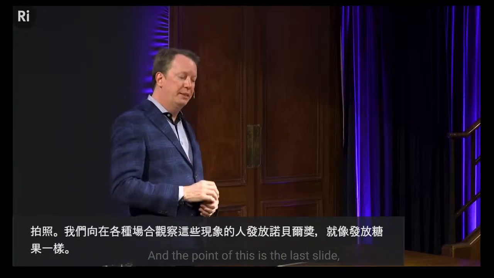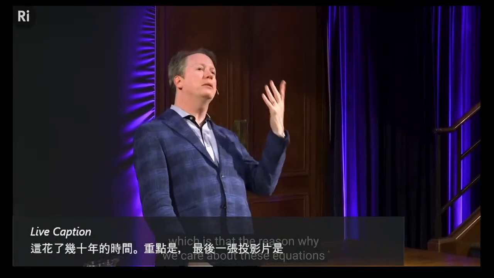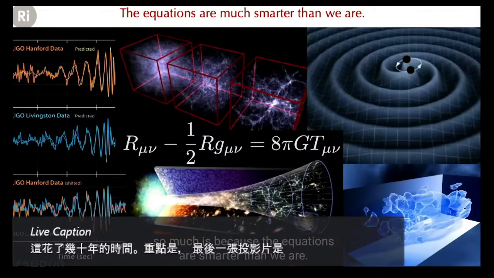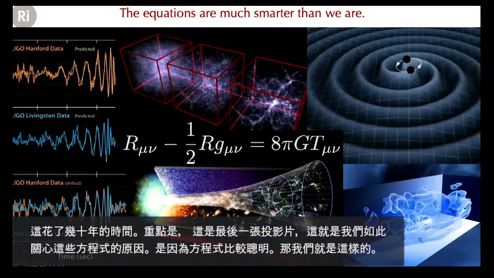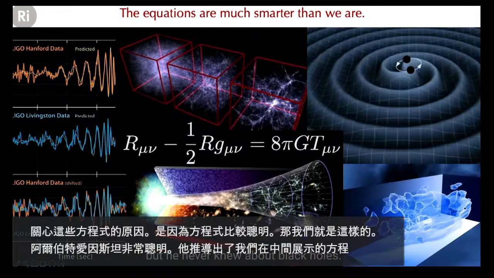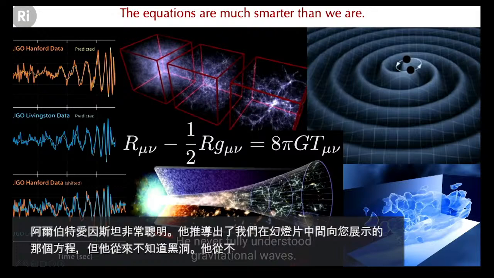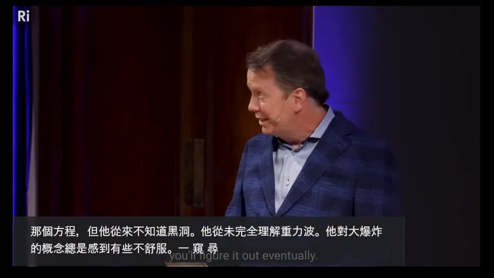And the point of this is the last slide, which is that the reason why we care about these equations so much is because the equations are smarter than we are. Albert Einstein was pretty smart. He derived that equation that we show you here in the middle of the slide, but he never knew about black holes. He never fully understood gravitational waves. He was always somewhat uncomfortable with the idea of the Big Bang. The equations just sat back smugly and said, you'll figure it out eventually.